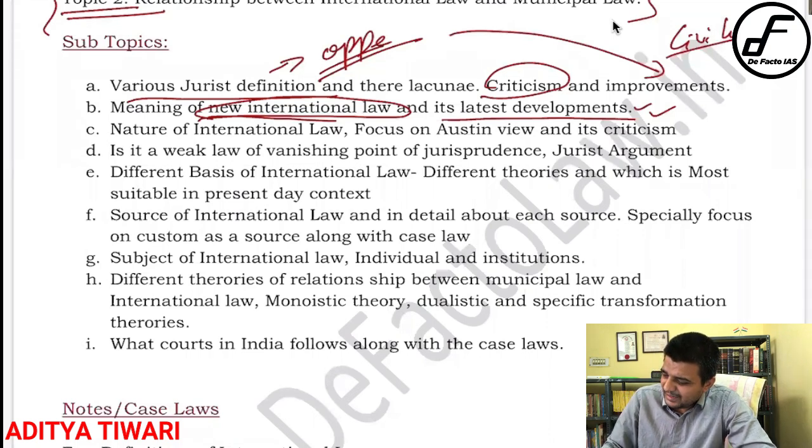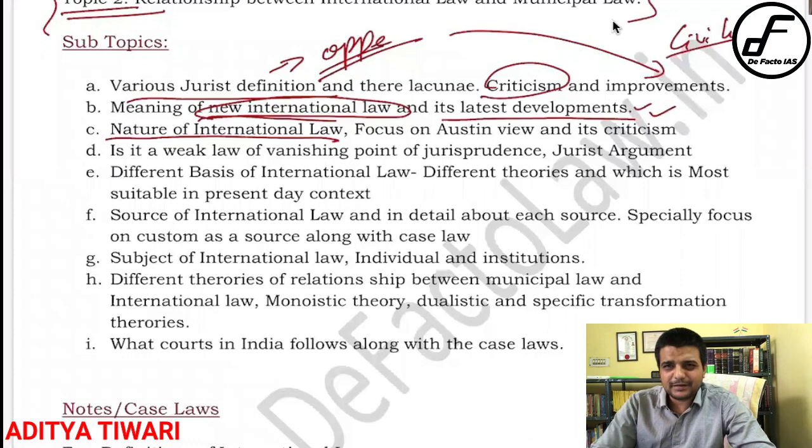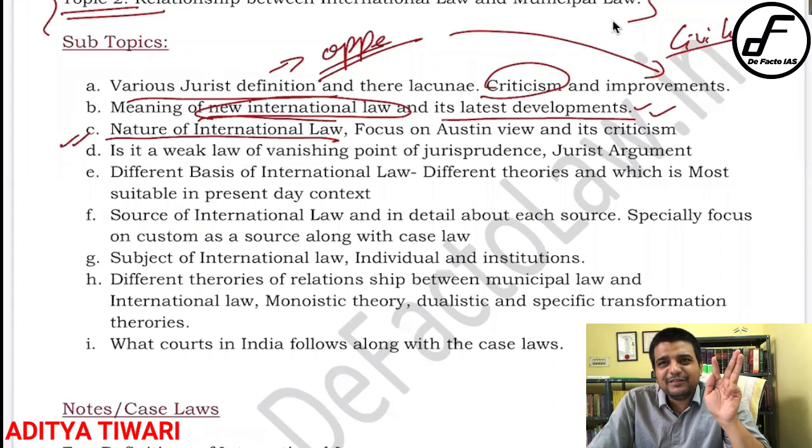Every time there is a question, this year also there was a question, and these questions are repeated every time. There is no difference at all. If you look at the last 10 years' papers on the nature of international law, the question has remained the same. Three things. Is it a positive morality? Vanishing point of jurisprudence and weak law.